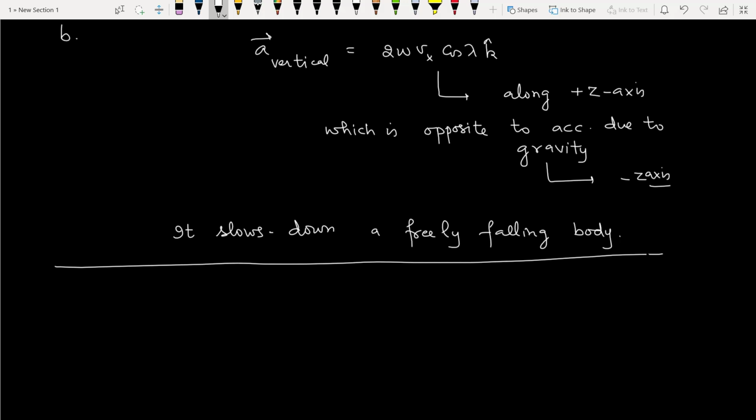Whereas due to vertical motion, whenever a body is in vertical motion, the vertical component of acceleration, which is opposite to acceleration due to gravity, makes it start slowing down. The net acceleration is reduced. So this is all for today.